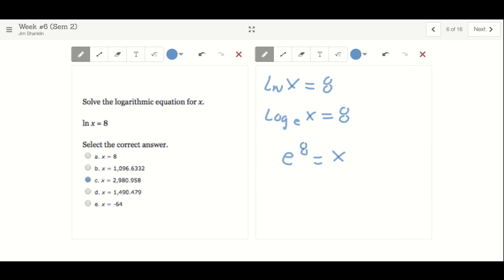Any questions on that? Okay, it's a logarithm. I just rewrote it as an exponent and then solved from there. Okay, next problem.